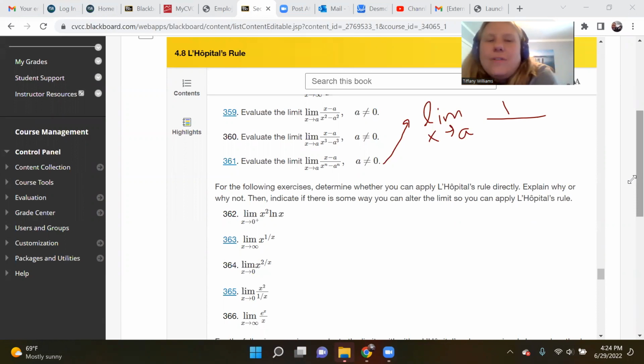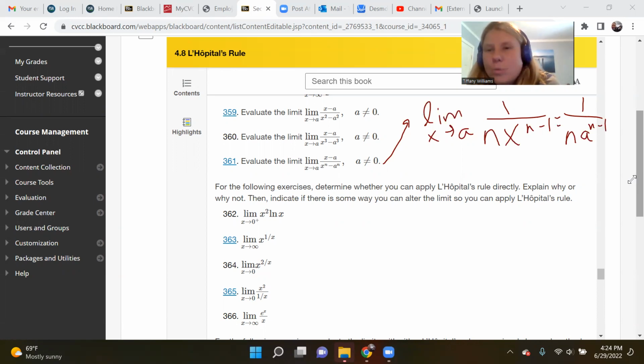And then if I take the derivative of x to the n minus a to the n, the derivative of x to the n is going to be, bring down my exponent n, x raised to the n minus 1. I can't take the derivative of a to the n, it's just 0. So when I plug my a in, as the limit as x approaches a, this is going to be 1 over n times a to the n minus 1. And that is the limit of this thing.